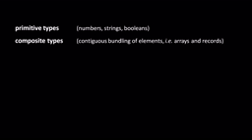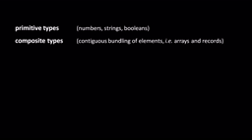When we talk about data types, we can make a distinction between primitive types and composite types. Primitive types are atomistic pieces of data, like individual numbers or strings or booleans. A composite type, in contrast, is a bundling of these elements together in a contiguous fashion, meaning that they're all placed next to each other in memory.